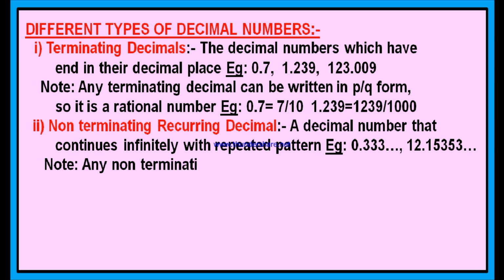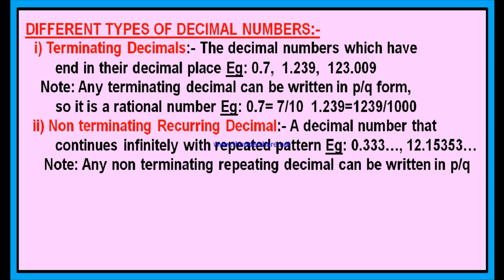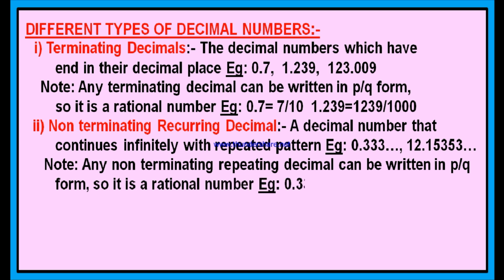Now, note, any non-terminating repeating decimal can also be written in the form of p by q. You can write every non-terminating recurring decimal as a fraction in the form of p by q. As it is written in the form of p by q, you can call it a rational number. It also comes under rational numbers.